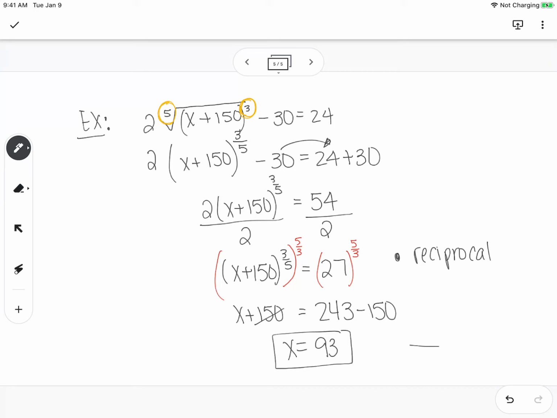So here we rewrote it as a rational exponent. Then we isolated that stuff in the parentheses. And then we ended up doing the reciprocal, and then we solved. So that's how you solve these problems.